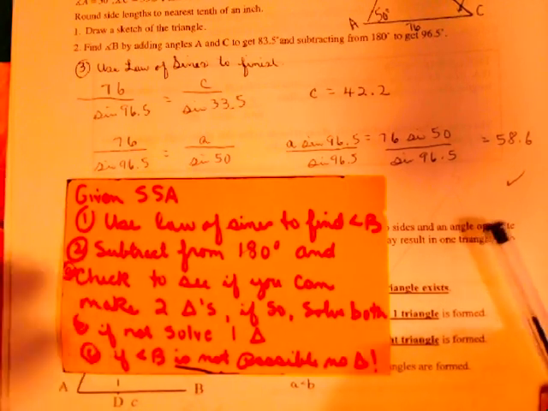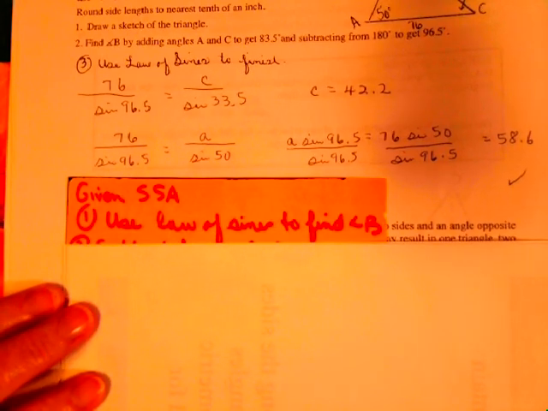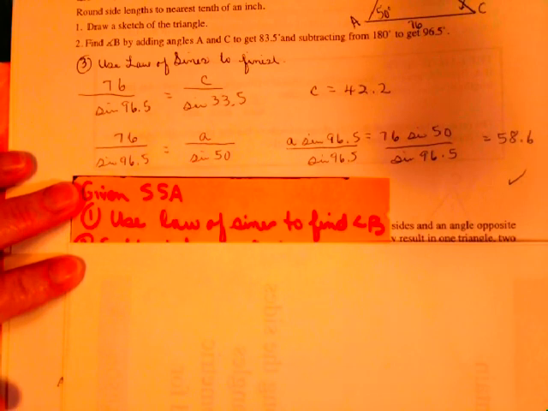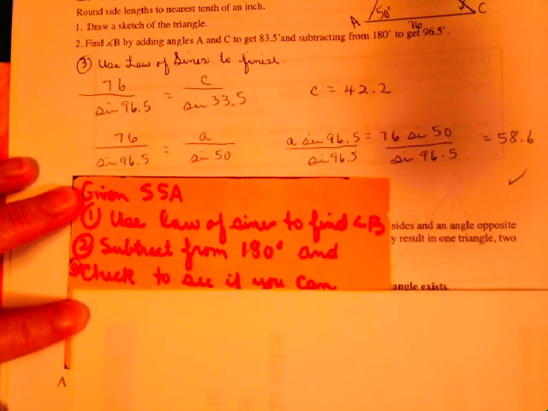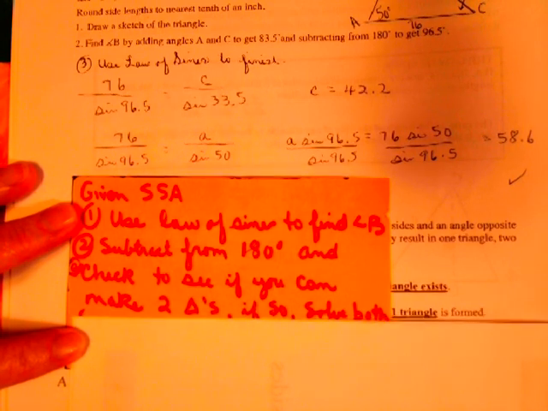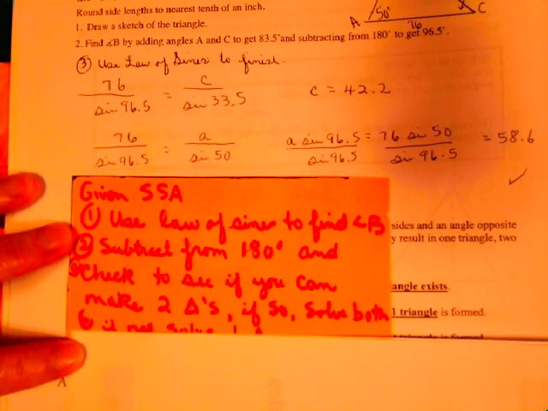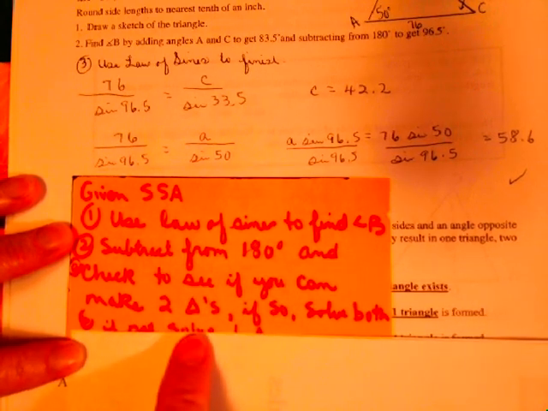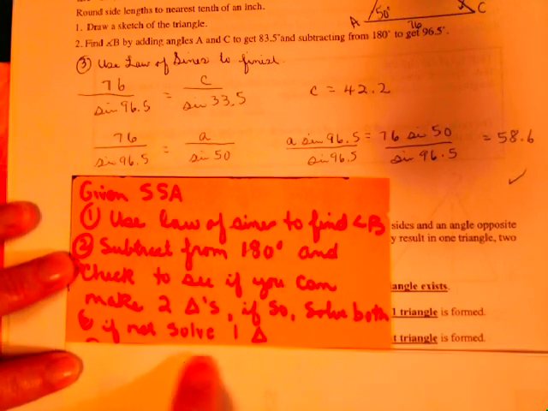Given side, side, angle, there's a little more information that you need to write down. On your note card or somewhere in your notes in a big old square, write: given side, side, angle, use the law of sines to find angle B, subtract from 180 degrees, and check to see if you can make two triangles. If so, solve both. If not, solve the one triangle.